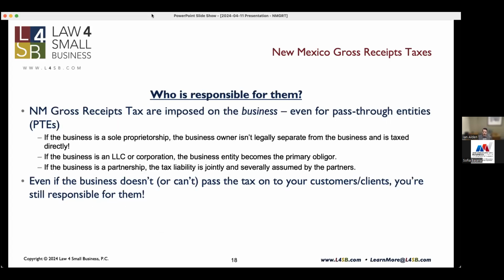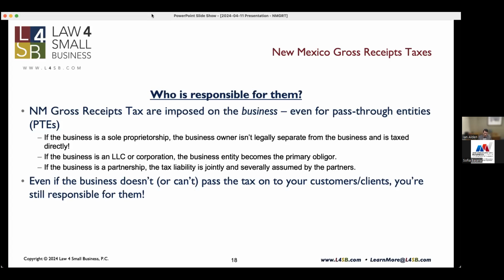Who is responsible for them? Again, it's a tax imposed on the seller, but specifically it's a tax imposed on the business. This is important to understand because if you have an LLC and you're doing business, the gross receipts tax is a tax that's owed by the LLC, not by the business owners. Even if the LLC is called a pass-through entity, that pass-through nature applies to income taxes, self-employment, social security taxes, that sort of thing. It does not apply to gross receipts taxes. Those do not automatically pass through.